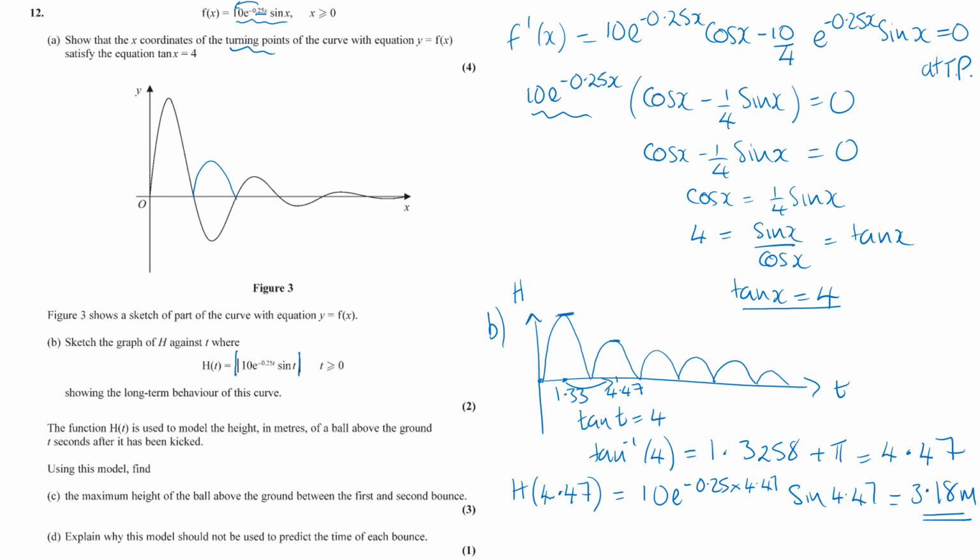D, explain why this model should not be used to predict the time of each bounce. Well, the height of the bounce is getting smaller and it would not stay at the regular time intervals between each bounce. So as the bounce is getting smaller, the time between each bounce will also get smaller.